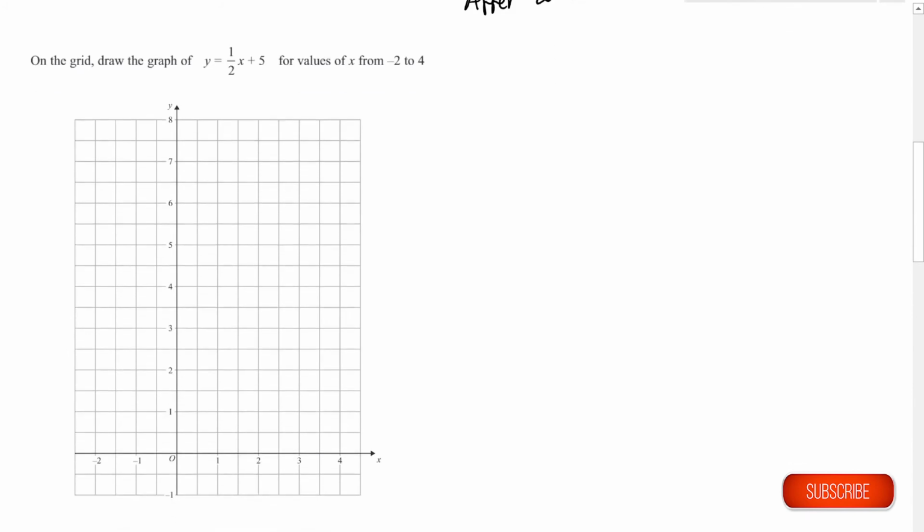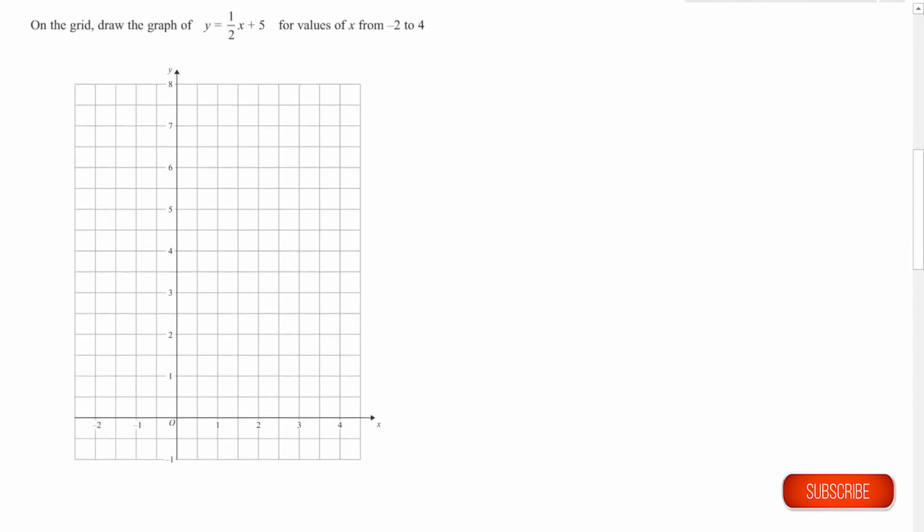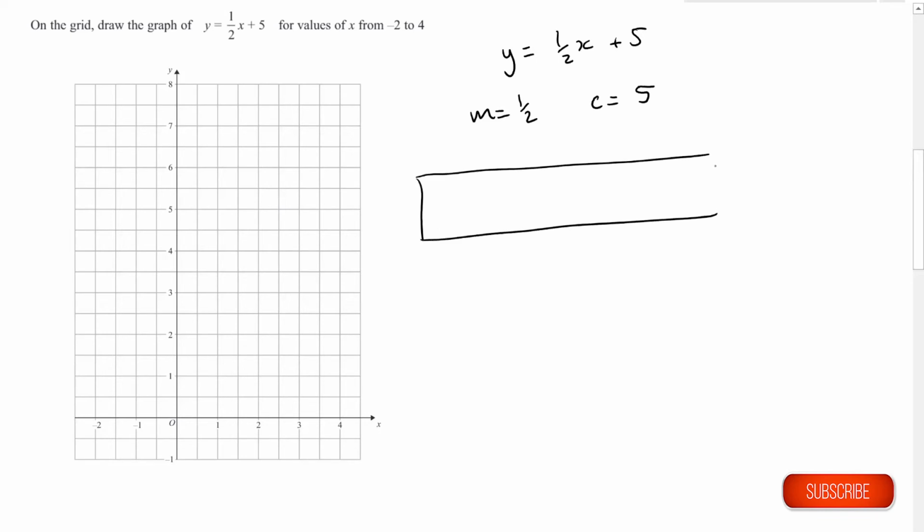Okay, so now let's take a look at this next question, which is asking you to draw a graph of y equals a half x plus 5. So what we can say is, we know that if our equation is y is a half x plus 5, our gradient is a half and our intercept is 5. And usually when we have these things, we can always make a table. Okay, so we can make a table of x and y, and they've already given you in the question the limits of your values.